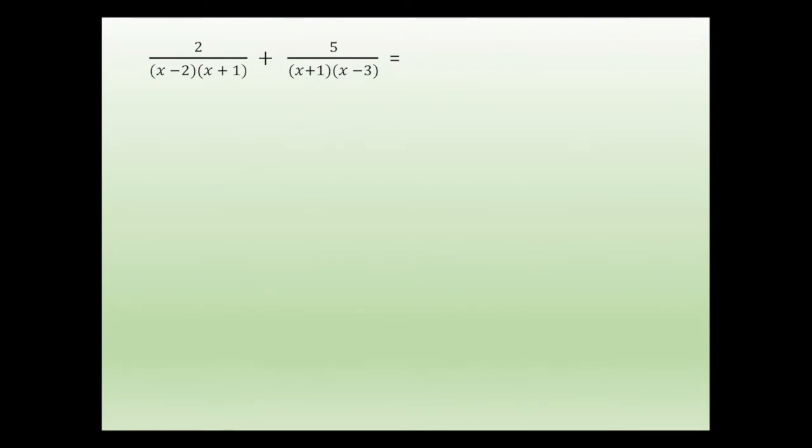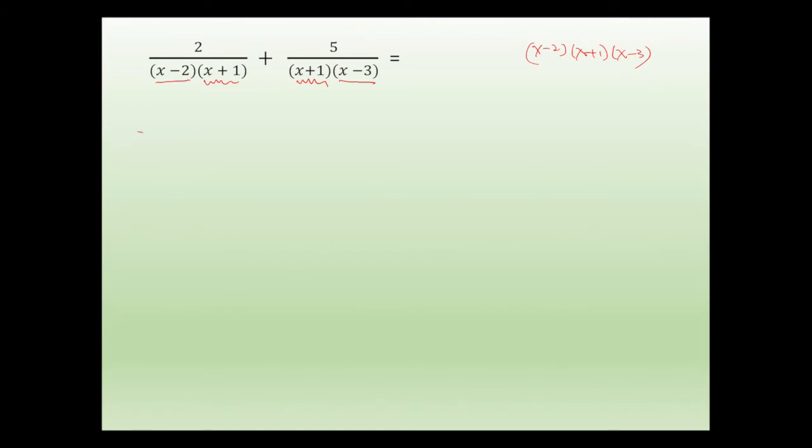Here, we can see that the first term's denominator is (x minus 2)(x plus 1). Second term, the denominator is (x plus 1)(x minus 3). So you can see that there are three different brackets in there: x minus 2, x minus 3, and the common one is x plus 1. So therefore, we can say that the common denominator is actually (x minus 2)(x plus 1)(x minus 3).